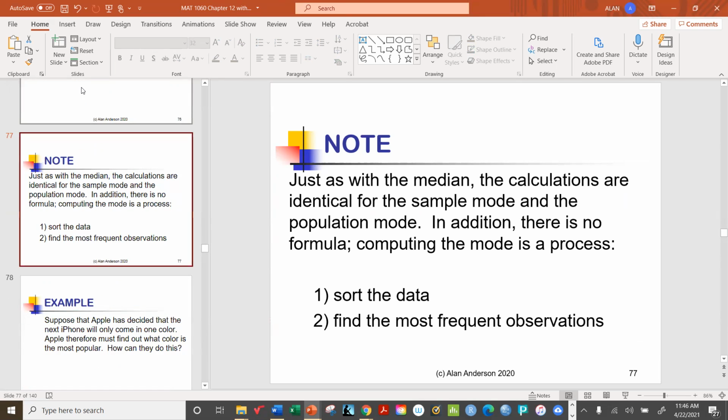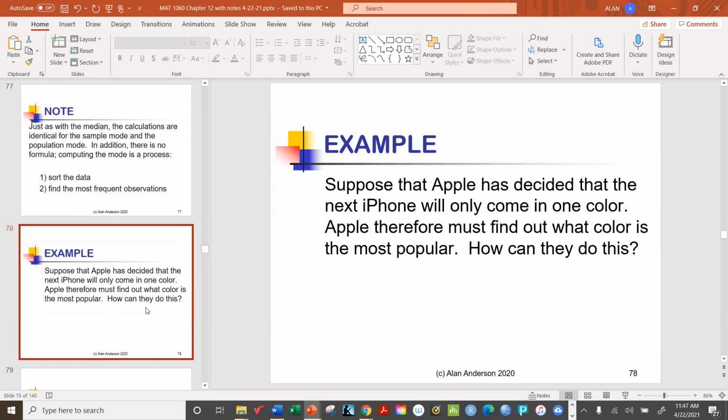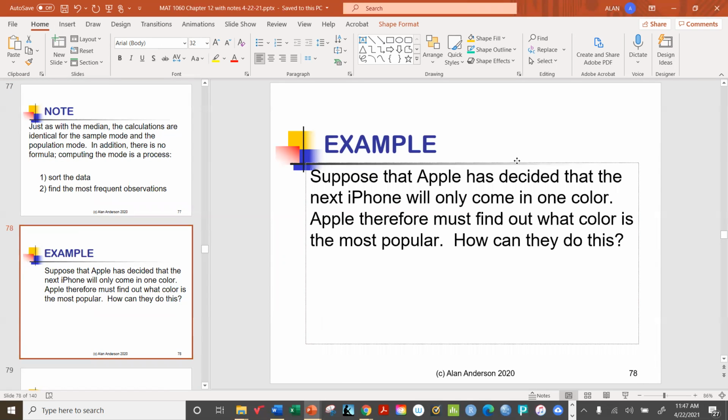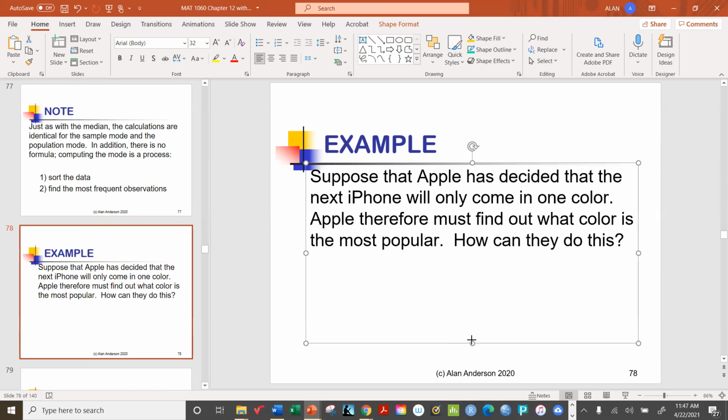Now, you might wonder then, when might this mode come in handy? Here's an example. Suppose that Apple has decided that the next iPhone will only come out in one color. They must therefore find the most popular color. How can they do that?